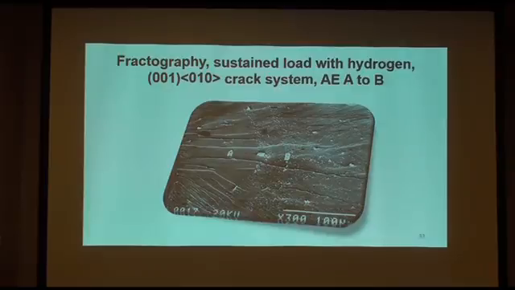Here is just a small note. You see here the surface, the specimen itself, and the region A is the sharpening of the crack, and B is the running crack.